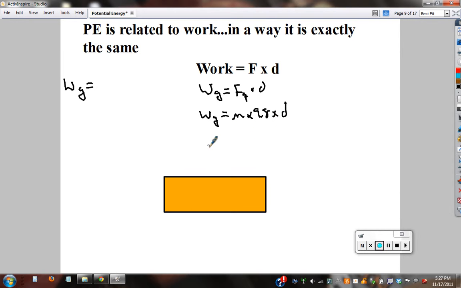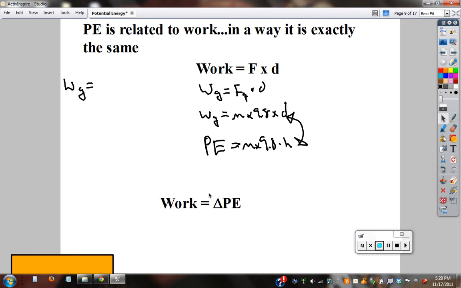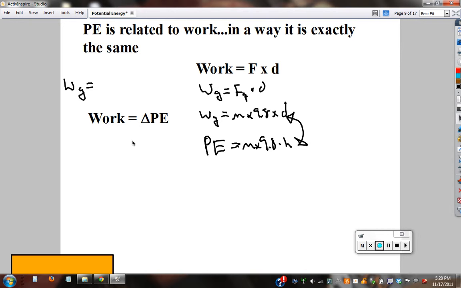Do you guys see what's happening? PE equals mass times 9.8 times height. It's the same thing. We're just calling it height instead of distance. But essentially, they're related. The amount of work you do tells you the amount of potential energy that happened.